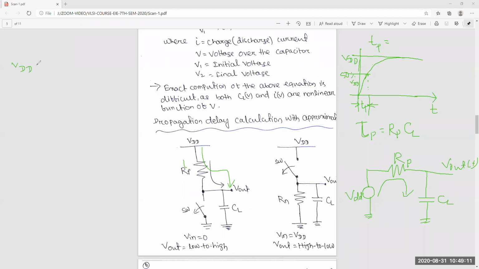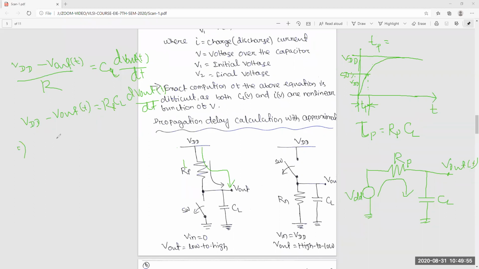First we have to convert it into Laplace. Just you can do it here. This is R, means the same current is flowing here. It's an open circuit, no current is flowing. So this is equal to CL dV out by dt. Yes or no? Then VDD minus V out(t) is equal to R, suppose it's RP CL dV out by dt.